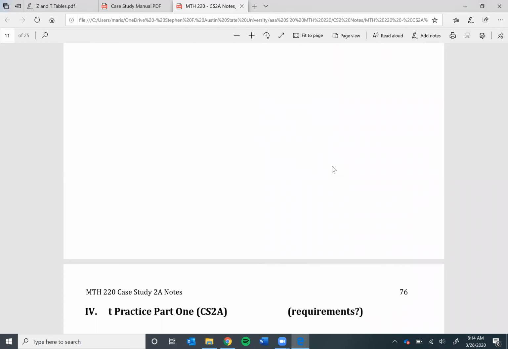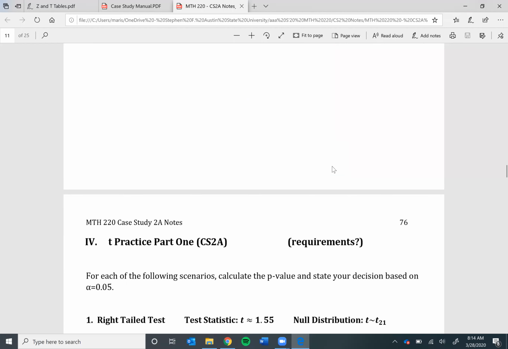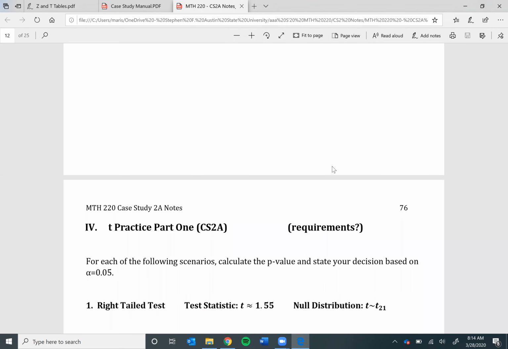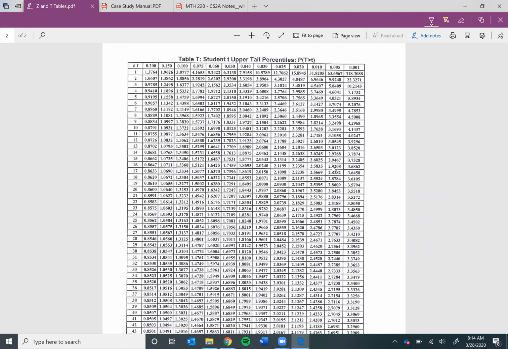T-Practice Part 1 requirements: for each of the following scenarios, calculate the p-value and state your decision based on alpha equals 0.05. All the information I give you is that it's right-tailed, our test statistic is approximately 1.55, and the null distribution has a t distribution with 21 degrees of freedom. If the degrees of freedom are 21, the sample size is 22, but 21 is what we need when we go to degrees of freedom in our t-table.